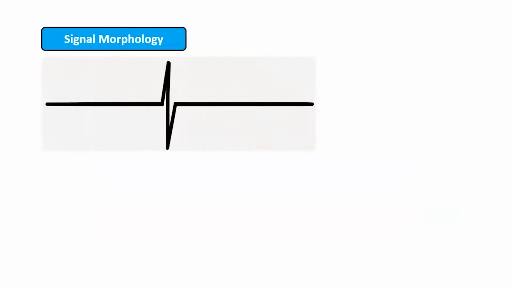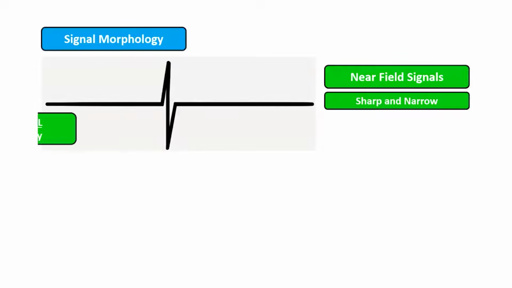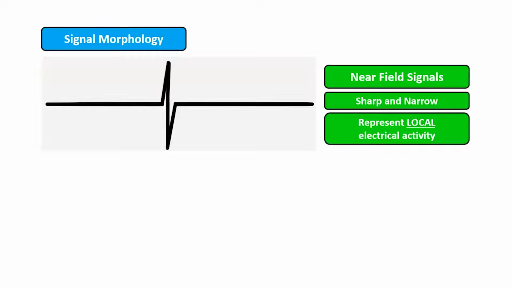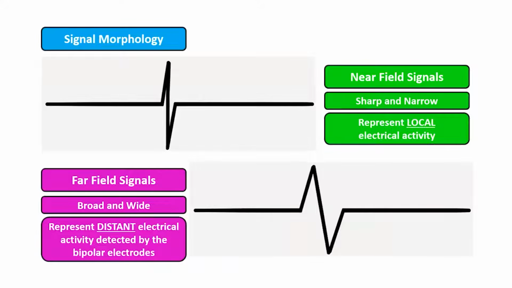The first type of signal that we need to be able to identify is what's called a near-field signal. Near-field signals are sharp and narrow, and near-field signals represent local electrical activity, electrical events that are happening in the location of our bipolar electrode pair. Now, it's very important for us to be able to distinguish near-field signals from these. These are far-field signals. Far-field signals are broad and wide. Far-field signals represent distant electrical activity that's still able to be detected by our bipolar electrode pair. They do not represent local activity, and it's very important that we're able to distinguish these two from one another.